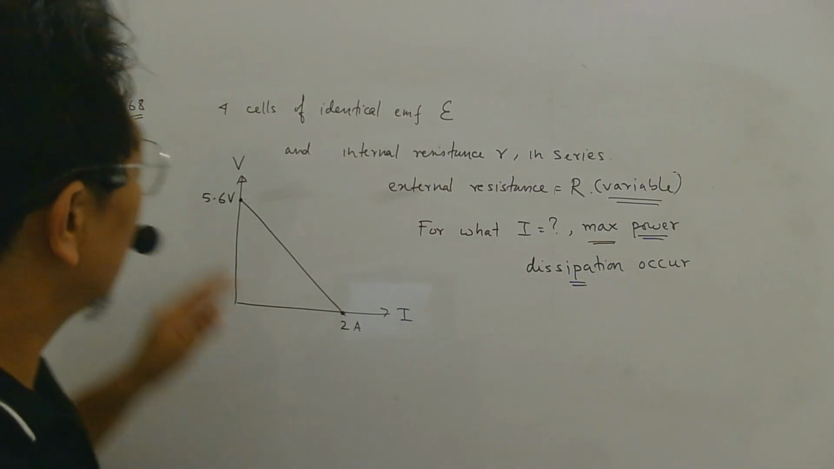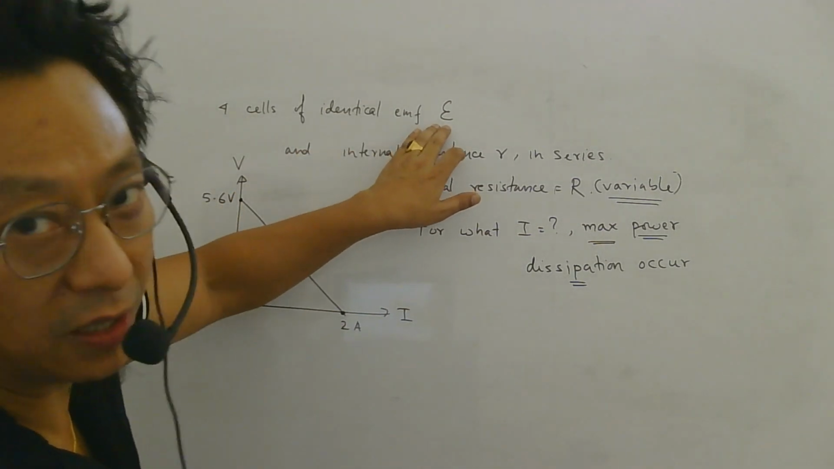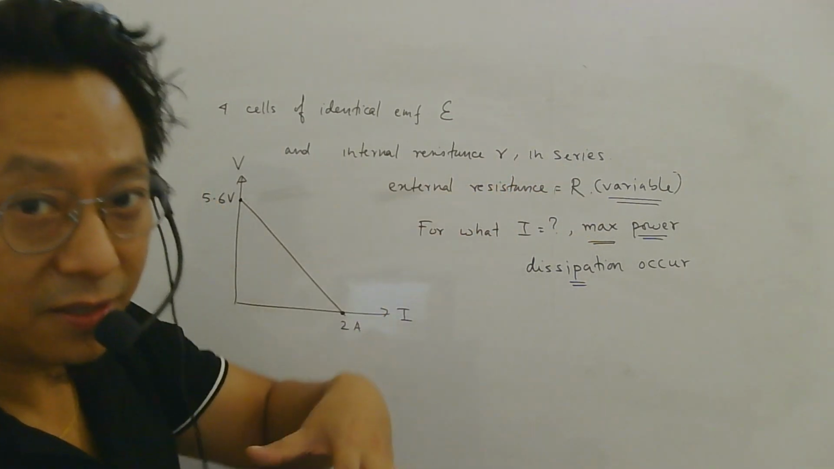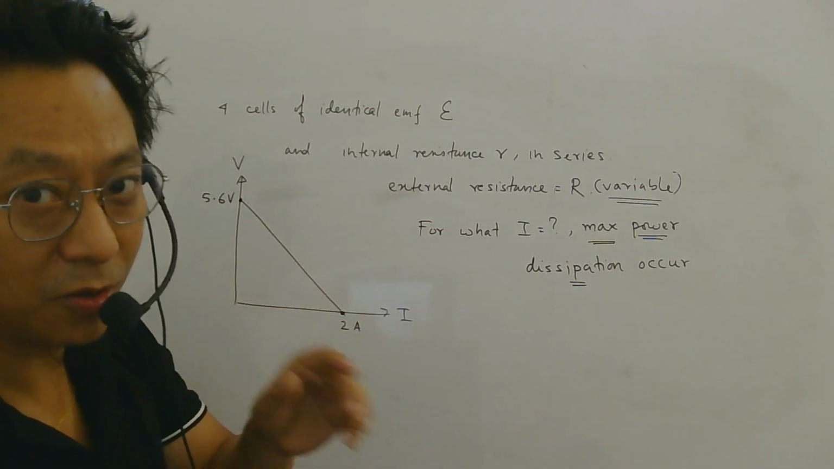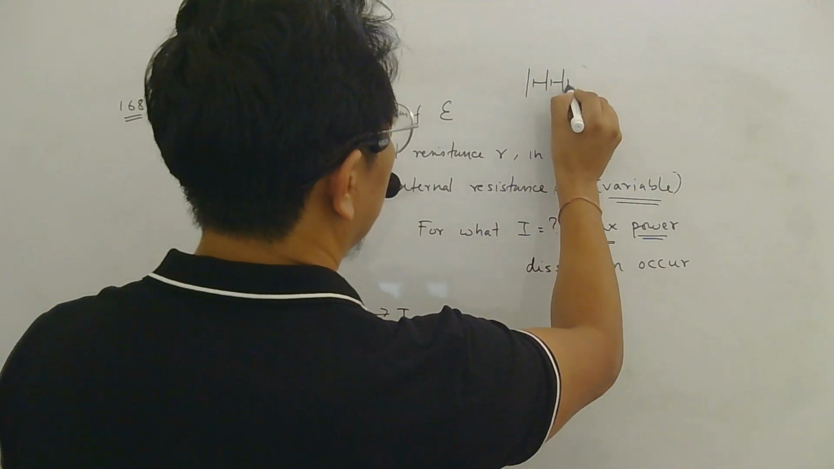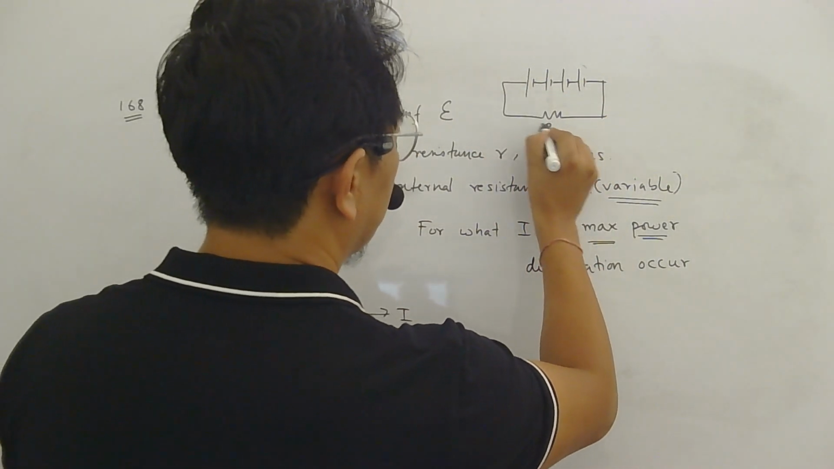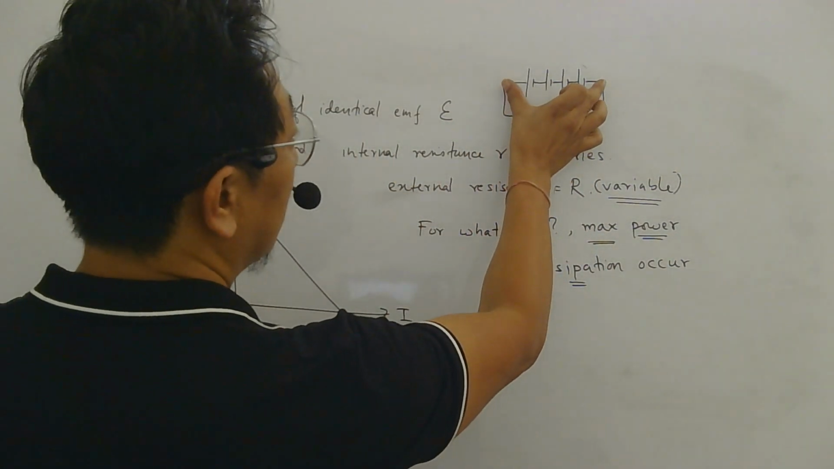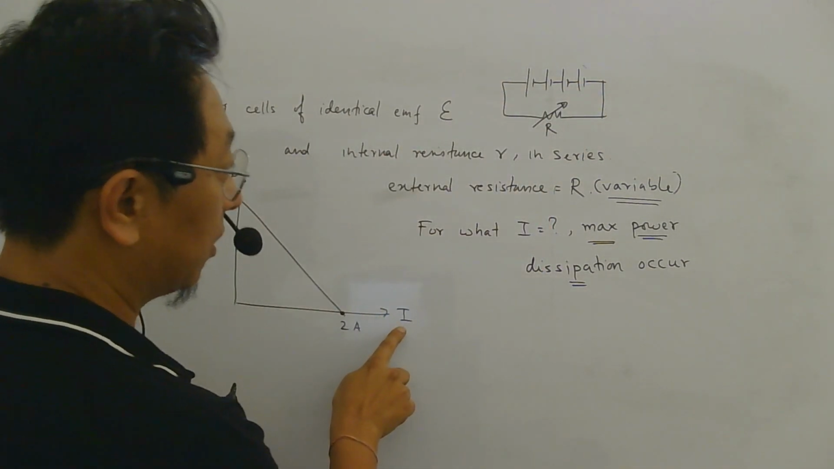Let's see the next question, question number 168. So here 4 cells of identical EMF E and internal resistance small r are connected in series. That series combination is connected to an external resistance which is variable. Okay, so that capital R can be changed. So something like this, 1, 2, 3, 4, 4 cells are in series, and here is your external resistance which is variable.